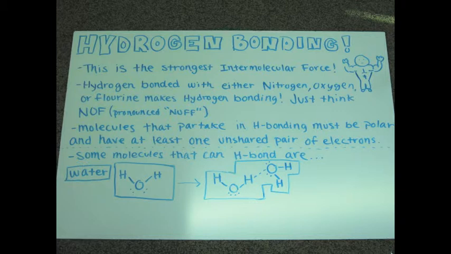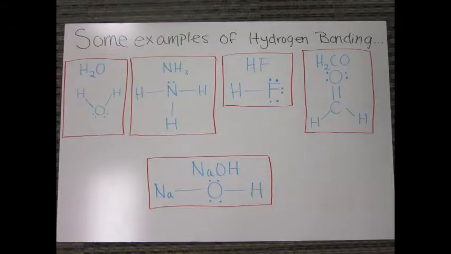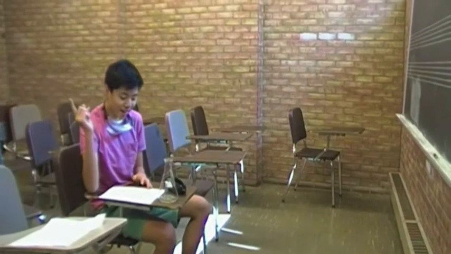That's right, and remember both molecules don't have to have a hydrogen atom in order to hydrogen bond. Only one needs a hydrogen and the other needs one of the NOF elements with a lone pair of electrons. Here are some examples. I think I get it now.